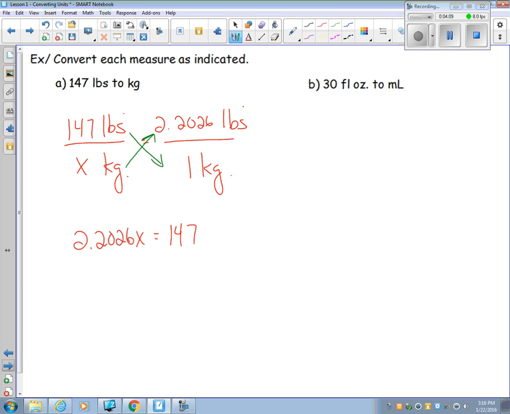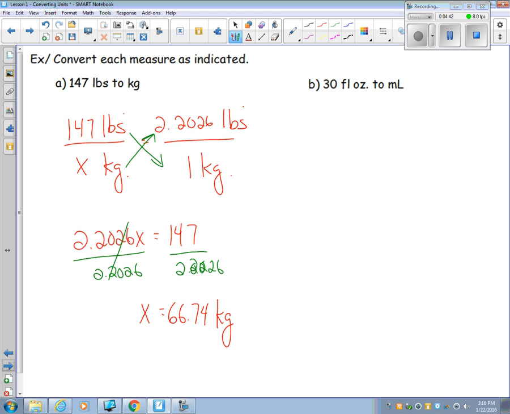Now we haven't solved this yet because I don't know what x is. To find the x, I need to divide out the 2.2026 part. And those two things will cancel each other out, of course. And I'll be left with an x here. But if I divide the left side by 2.2026, I need to do the same thing to the right. 2.2026. And when I divide that out, I end up with 66.74 kilograms.